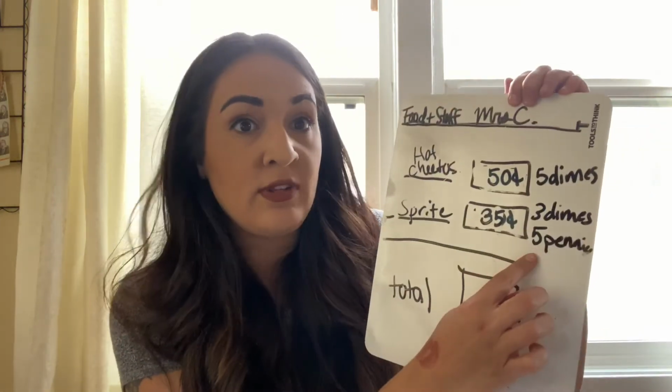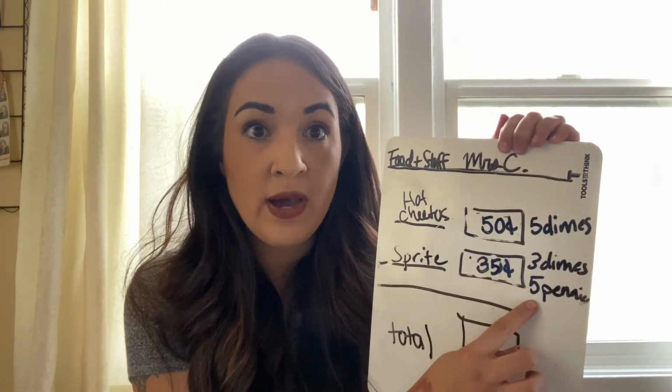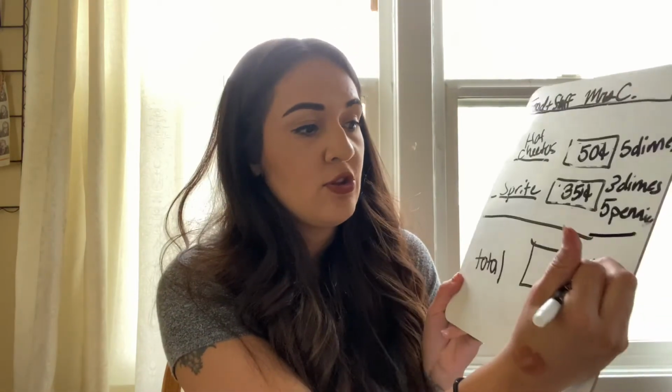So let's go ahead and do that. 10, 20, 30, 40, 50, 60, 70, 80. Okay, so we know that so far it's 80 cents, but we also need to add in the pennies, and we have 5 pennies. So when we count with pennies, we count by ones. So we have 80, 81, 82, 83, 84, 85 cents. So the total should be 85 cents.